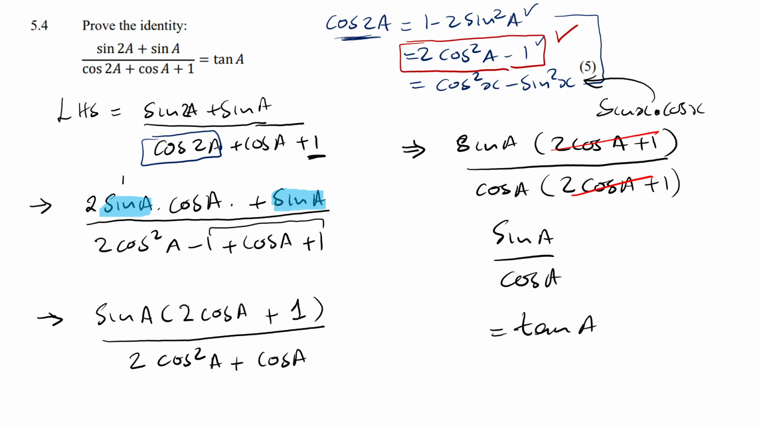I forgot to mention that the aim was to make sure that on top you get rid of everything so that you only have sin, and on the bottom you get rid of everything so that you only have cos. That was the aim of this question.